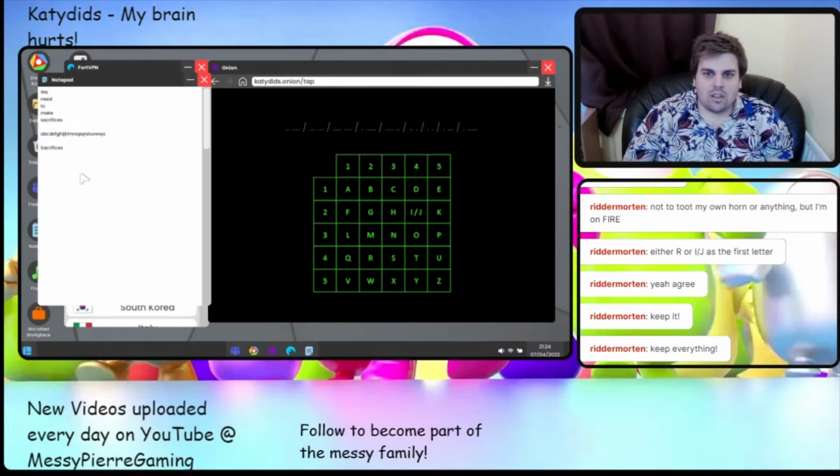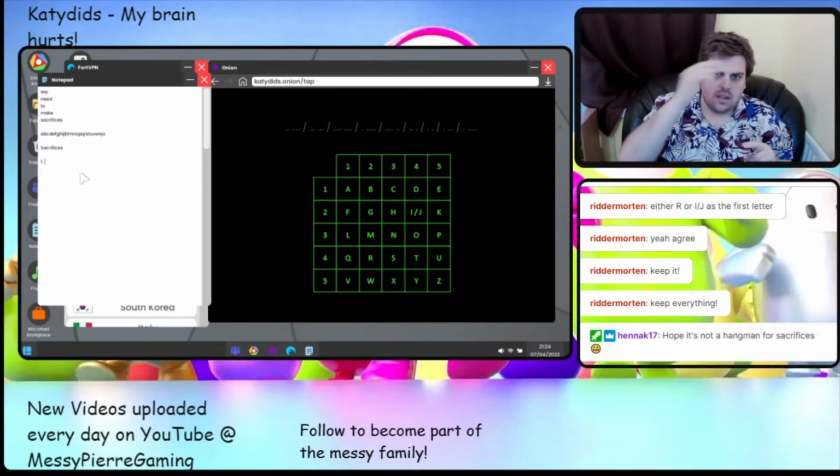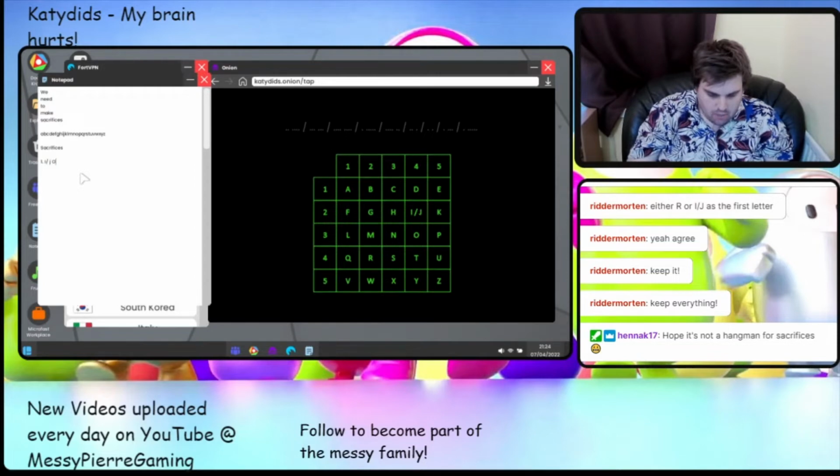Okay, so the first letter can be either, because if we're doing coordinates, it should always be along the corridor down. Is it along the corridor up the stairs? No, that's different. That's coordinates. Okay, let's try. So we're saying it's 2, 4, which is I/J. It doesn't matter either way, does it? 2, 4. No, because it could be I/J or R.